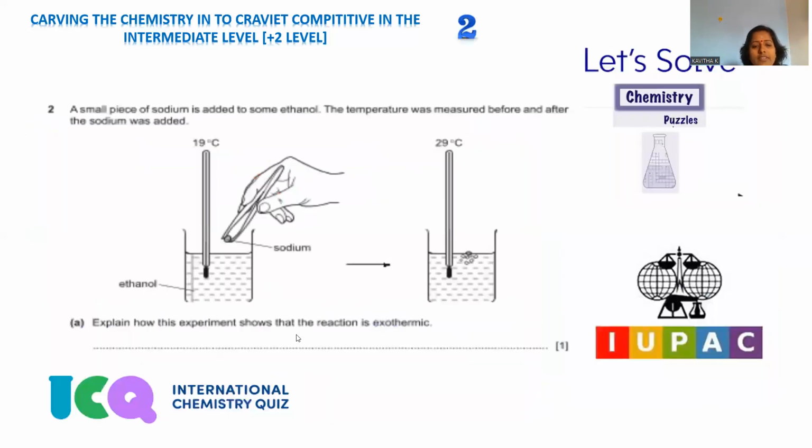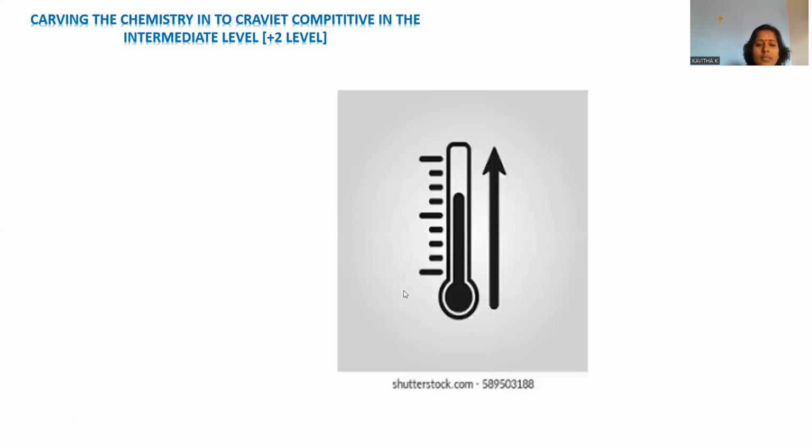Right. How can we justify that this is exothermic? Whenever ethanol is added to sodium metal, sodium ethoxide and hydrogen are formed, and along with this a large amount of heat is evolved, which is clearly identified by the rise in temperature on the thermometer from 19 to finally 29 degrees, so we can say this is exothermic. So a rise in the temperature indicates an exothermic reaction.